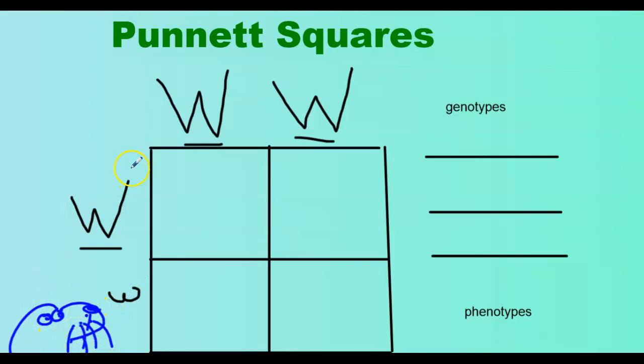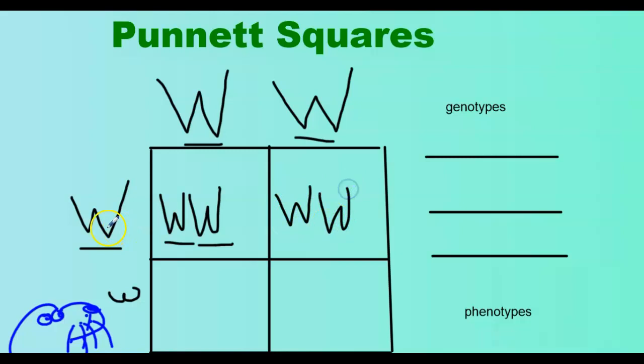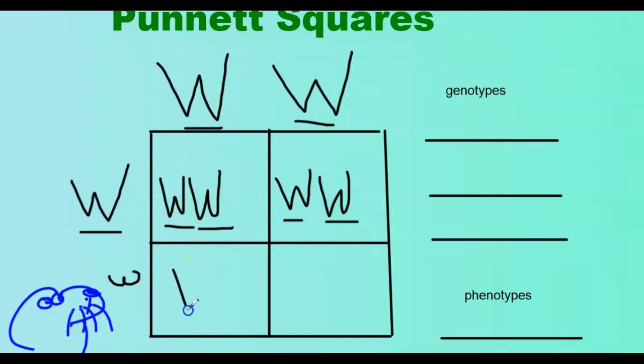Great. Okay, now we're going to fill in our chart by bringing the W down and over, and down and over from here to show what possible combinations could occur. We'll bring that capital W down. The lowercase w comes over this capital W. Great. Okay. Now there's some more things we're going to do over here.